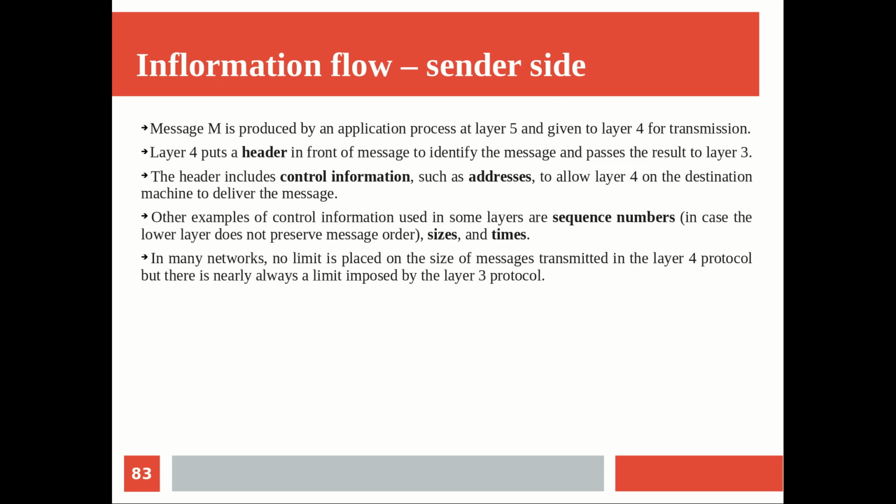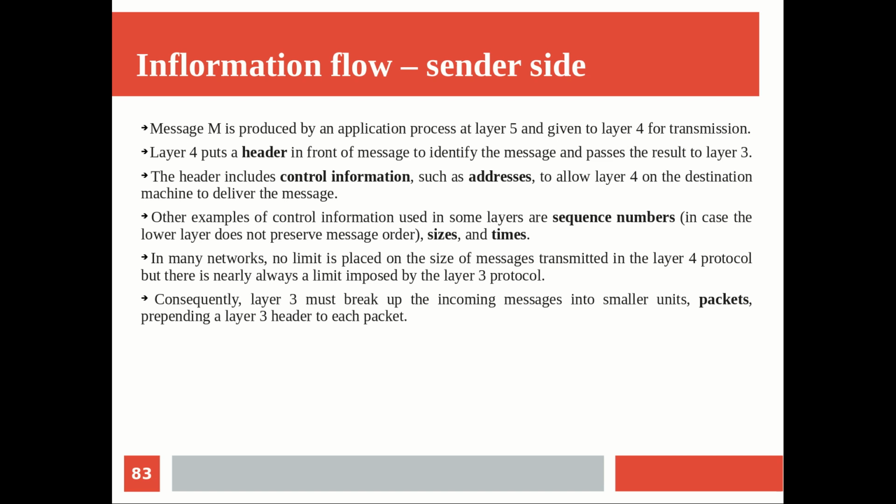So in many networks, no limit is placed on the size of the messages transmitted in layer 4, but there is normally a limit for layer 3. That is why at layer 3 the message is being split. Consequently, layer 3 must break up the incoming message into smaller units, because it has some limitation on the maximum size of information it can handle.